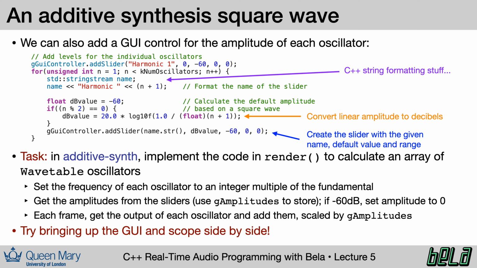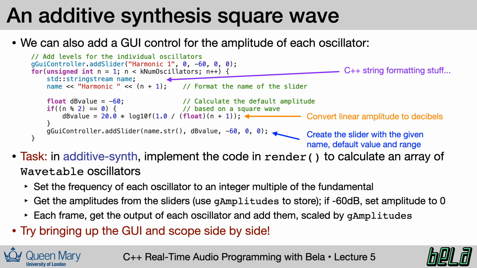I suggest that if you get a value of -60 dB, you treat that effectively as mute or off and just set the amplitude to 0. Otherwise, perform the decibel to linear calculation. Store these values inside the array that's already declared for you called gAmplitudes because you'll find that easier to work with afterwards. Then finally, you'll need to use the process method of the wavetable oscillator to get the output of each one of the oscillators and add them together scaled by the appropriate amplitudes.